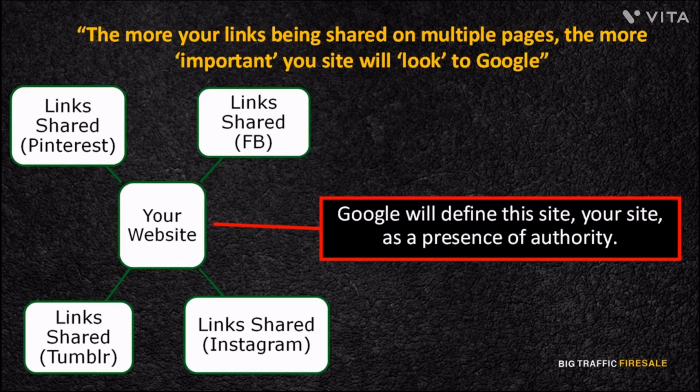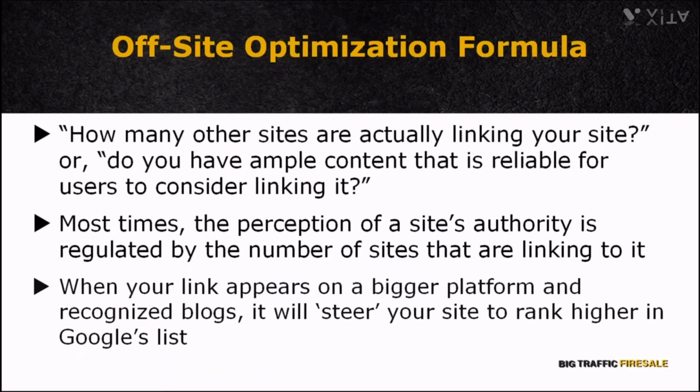Your site is at the center, and you have multiple sites sharing or linking your site in their site. Google will define your site as a presence of authority. The formula sounds simple, doesn't it? Well, not quite, because your real challenge would be how many other sites are actually linking to your site, or do you have ample reliable content for users to consider linking to it?